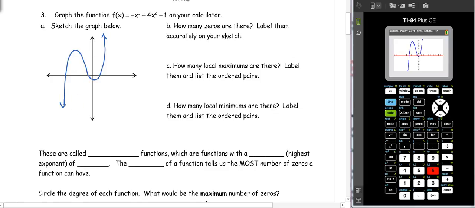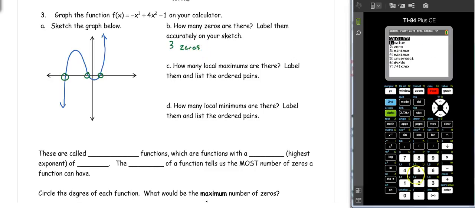So in this case, how many zeros are there? Well, it's crossing the x-axis in 3 places, 1, 2, and 3. So we're going to have 3 zeros this time. So to find each 0, we're going to go to second, calc, pick intersect. And because I'm closest to the one on the right, I'm going to start there.